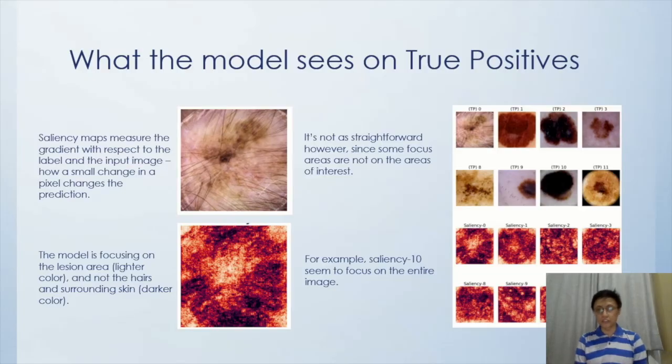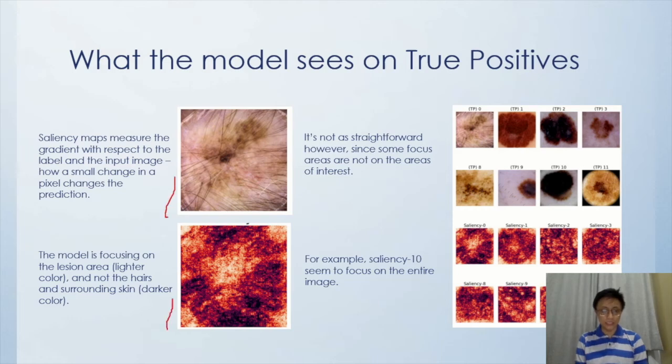A deep learning model is quite difficult to interpret, and there are a number of methods to see what the model sees. So this is what the model sees on a true positive. We've used a technique called saliency maps, where we measure the gradient with respect to the label and the input image. And we try to track how a small change in the input pixels affects that specific prediction. So we have here on the left side the input image.